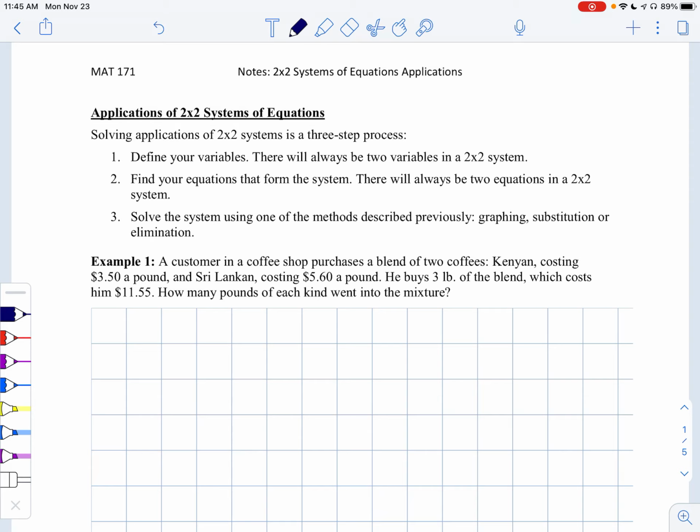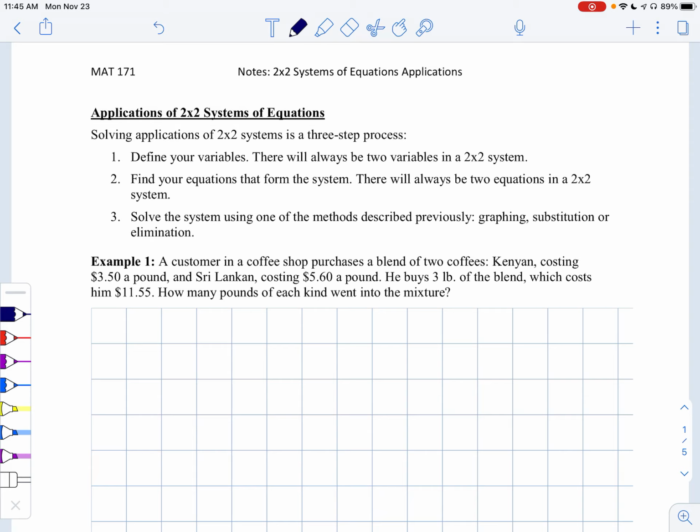So what we're going to do now is take these two different methods for solving systems and apply them to some different application problems. The main thing that's going to be different here is that we're not given our equations. We're going to be given a described situation and we have to read through it, figure out what our variables are, find our equations, and then solve that system using the techniques that we learned before. So let's go ahead and take a look at example one.